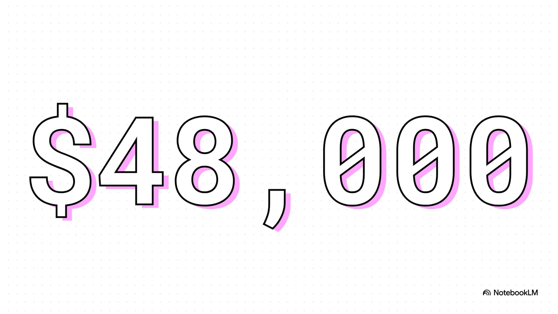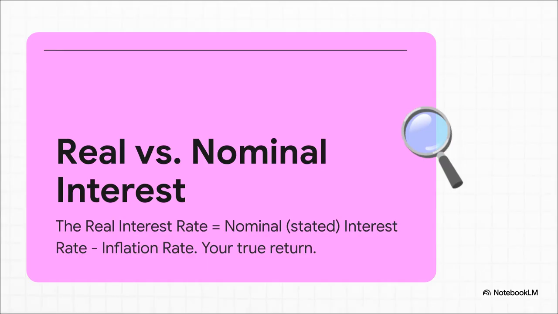And check out this example. It's pretty mind-blowing. A salary of $30,000 back in 1990 had the same buying power as about $48,000 in 2015. That's inflation in a nutshell. It's like a silent thief, slowly eating away at the value of every dollar you have. And it's not just about your salary. It hits your savings, too.